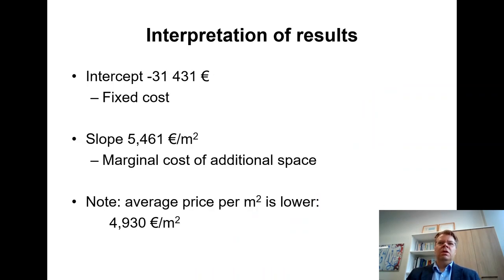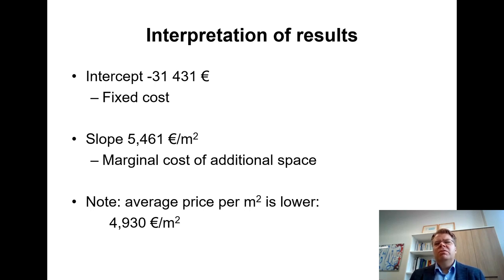So here is still a summary of the intercept and slope and how to interpret them. You could think about this intercept as some kind of fixed cost in the apartment. In fact, this is a fixed premium because the cost is negative. Then in this Tapiola housing market, the interpretation of this slope coefficient, 5,461 per square meter, would be the marginal cost of an additional space, or marginal benefit if you are selling the apartment, marginal cost if you are buying.